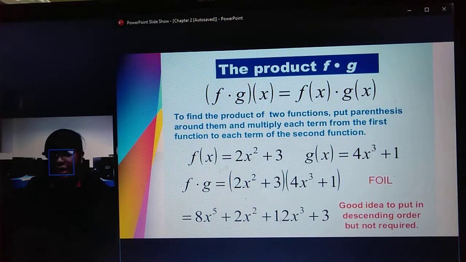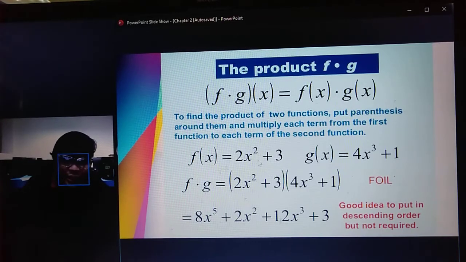How about for multiplication? For multiplication, in getting the product, we have f times g of x. Meaning, f of x times g of x. You will multiply f from g. Or you multiply g from f, sorry. So here, all you have to do is the FOIL method. What's the FOIL method? It's the first, outer, inner, and last. Okay? So, some of you may use FOIL. Sa akin kasi hindi ko gaanong ginagamit yung FOIL. It's just the basic multiplication process.